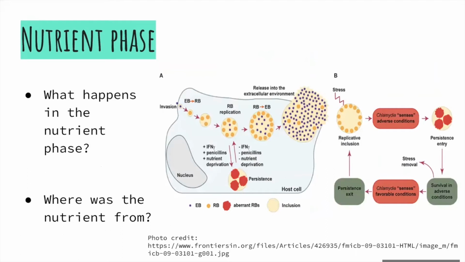So what happens in the nutrient phase? The nutrient phase is from the reticulate body, and it is one of the three phases that RB goes through before duplicating itself back into the elementary body. The reticulate body will replicate and then halt the process of metabolism until the RB goes back into the infectious EB, determined by their size and how large they can get.